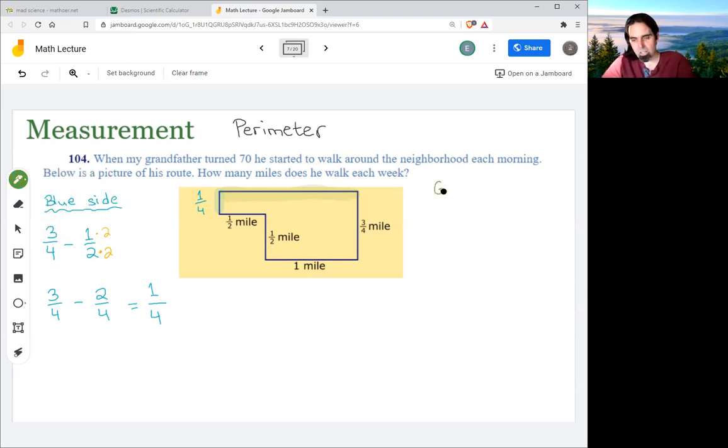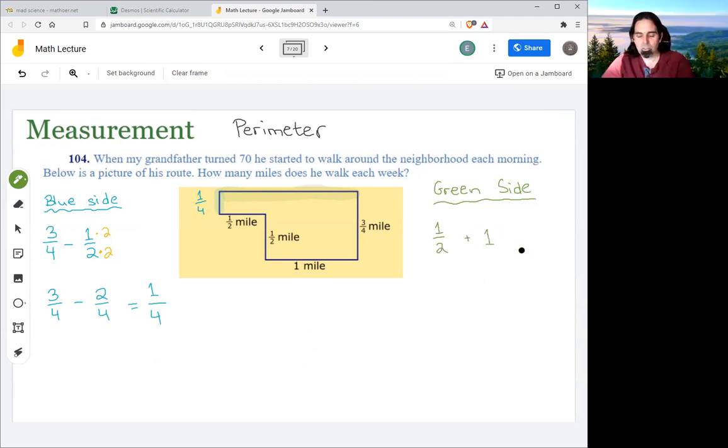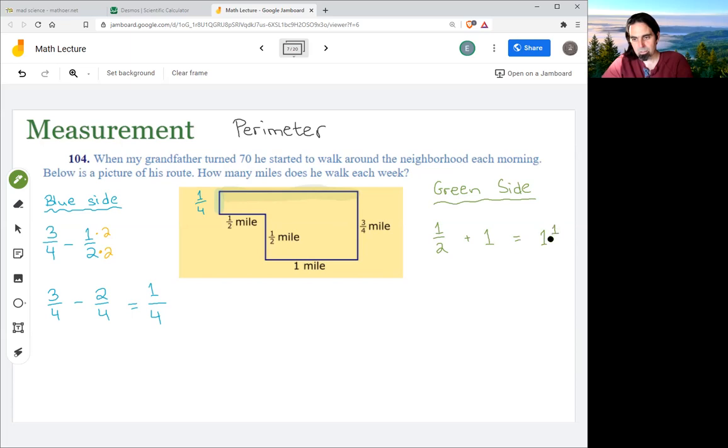The green side, someone else tell me, how do I find that long green side? Do you add 1/2 and 1 mile? Yeah. And I could write this fancy as 1/2 plus 2 halves and get 3 halves, but I'm just going to say it's 1.5 for now, because why not? Now, to find the perimeter, I have to add up all the sides. How long does he walk when he goes around this block?